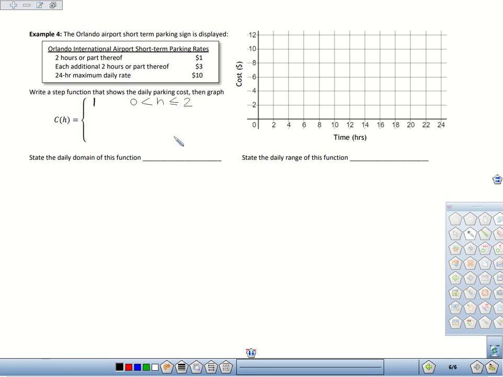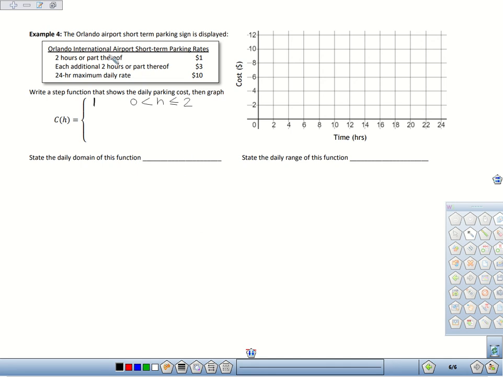Now I want to talk about how I knew where the equal sign is and isn't. So think about it this way. If you park for 0 hours, are you going to have to pay for parking? No. So that's why the 0 here is not included, because I'm not going to pay if I haven't even parked. Now, if you park for exactly 2 hours, you're not going to pay into the next pay rate. You're still going to pay $1, right? So that's why 2 is included. Does that make sense? Okay, so it's always like one picks up where the other one leaves off.